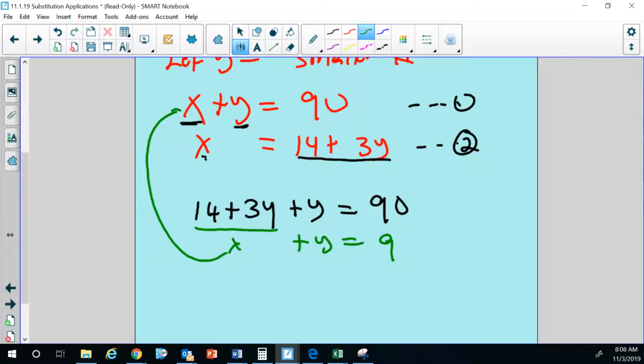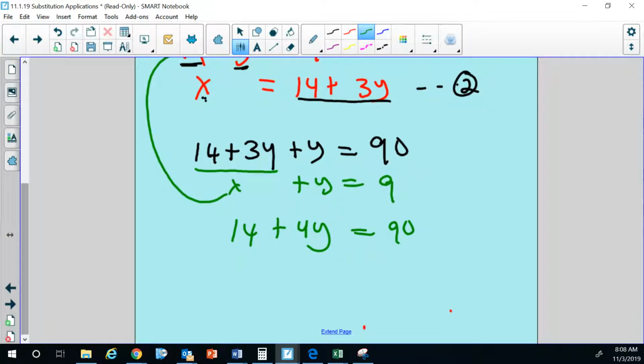Now I have one equation with one variable, so I can solve for y. Now I'm going to group like terms. I have a 3y and a y. That gives me 4y. And that's 14 plus 4y is equal to 90.